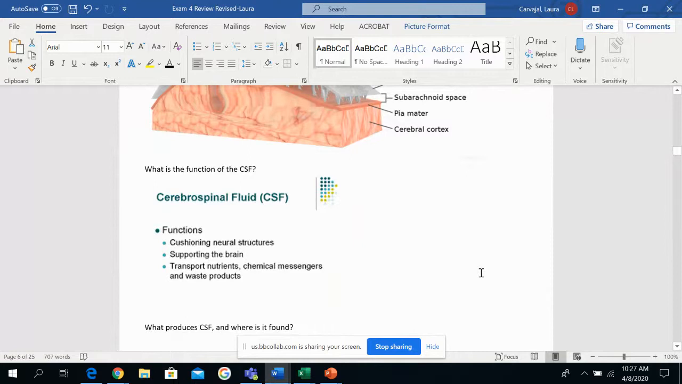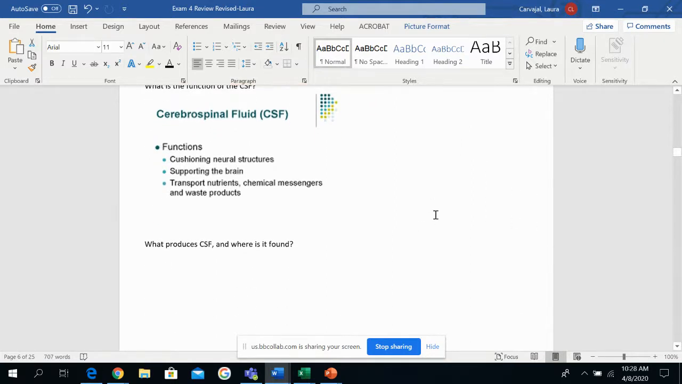What is the function of CSF? Cerebrospinal fluid allows your brain to free float in your skull, and as a result, it cushions it, thus supporting the brain. It transports nutrients, chemical messengers, and waste products from the brain to one of the sinuses in our heads, to then be transported to the blood, to then start the process all over again. It is a continuous cycle, and it's self-cleaning, I guess you can say.